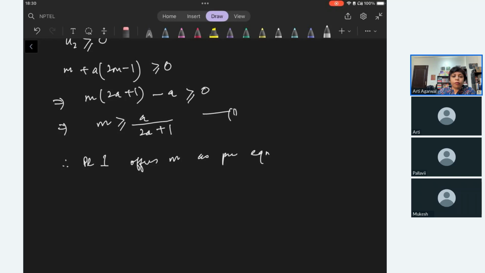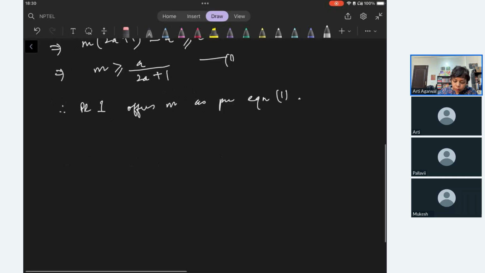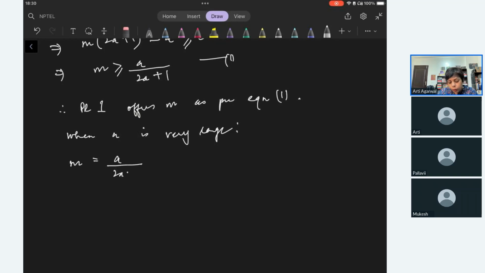Now we have to find the limiting case when a is very large. Say m is just equal to a upon 2a plus 1, or 1 upon 1 by a plus 2. Now take the limit of a tends to infinity.